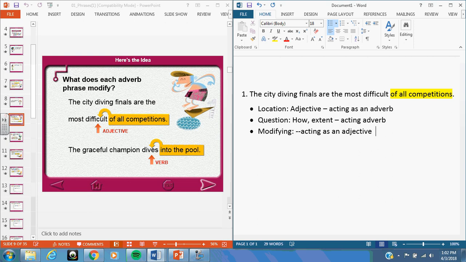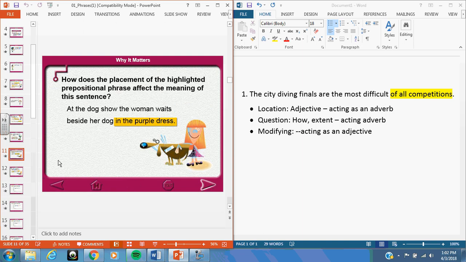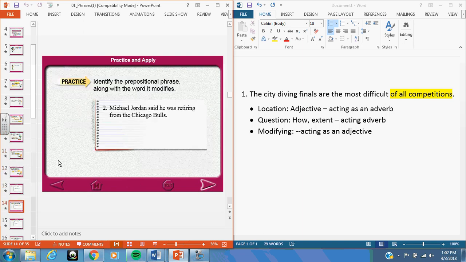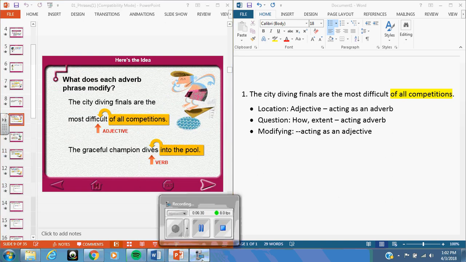So basically, I'm asking you to apply the rules that you already know about finding adjectives and adverbs to prepositional phrases. The placement of a prepositional phrase can affect the meaning of the sentence. So we have to make sure that they modify what we want them to modify. I'm not necessarily interested in this just yet, so we'll cap that at today, and we will practice this tomorrow.